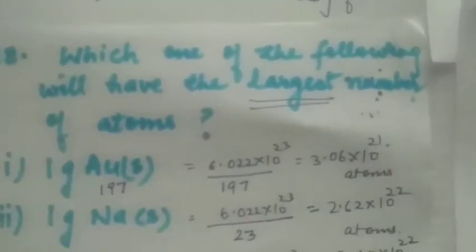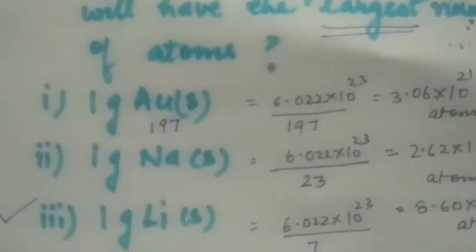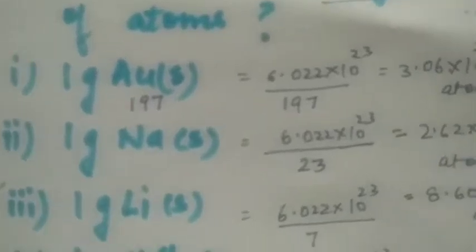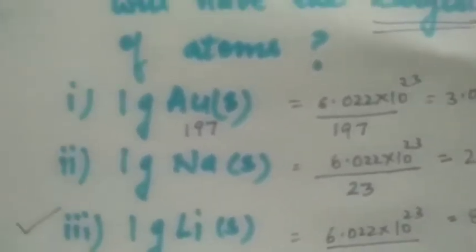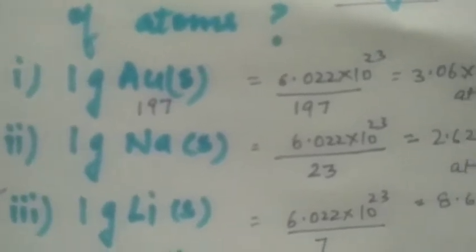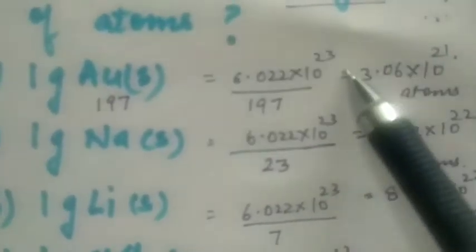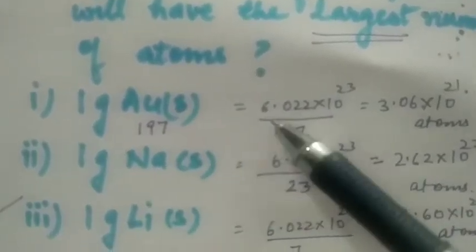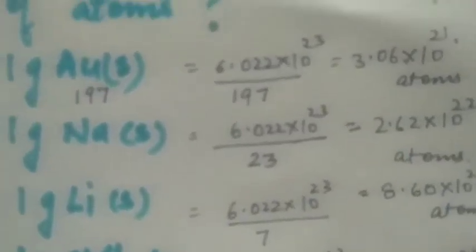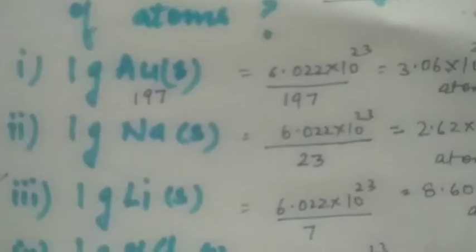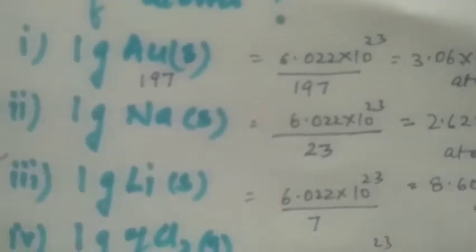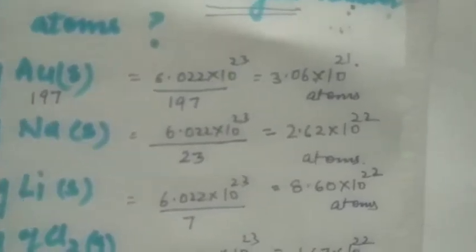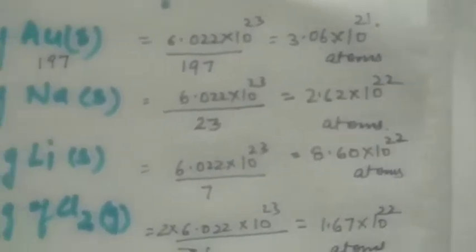Next is which one of the following will have the largest number of atoms? 1 gram gold. You know that atomic mass of gold is 197, so 1 mole makes 197 grams. 1 mole contains 6.022 into 10 raised to power 23 atoms. So the number of atoms in 1 gram will be 6.022 into 10 raised to power 23 divided by 197. 1 gram Na. You know 23 grams is 6.022 into 10 raised to power 23, so 1 gram will have divided by 23, 2.6 into 10 raised to power 22 atoms.